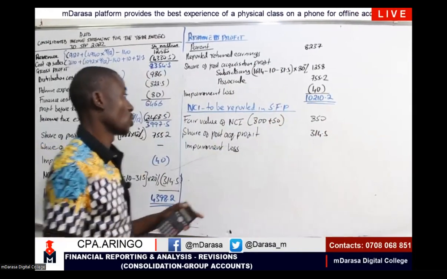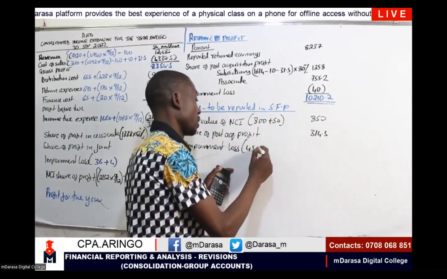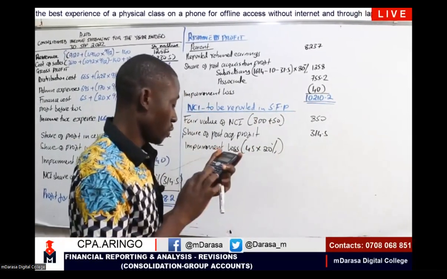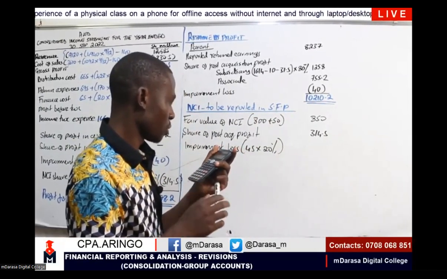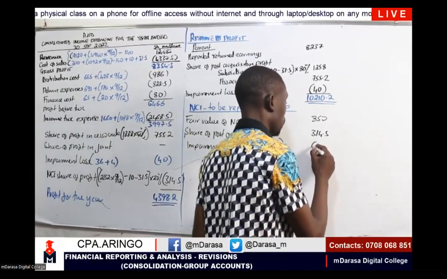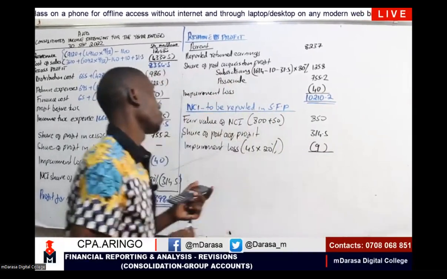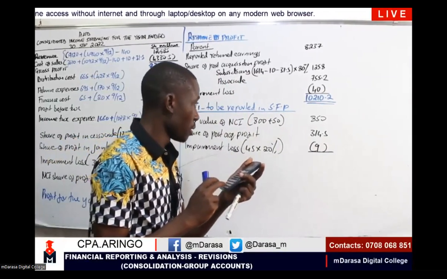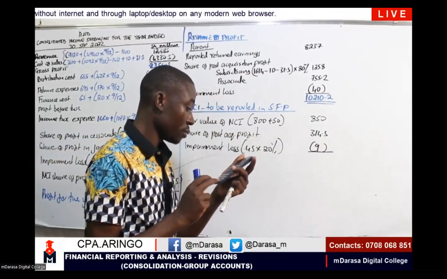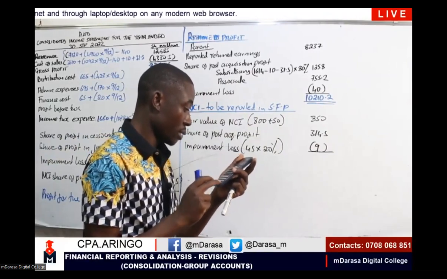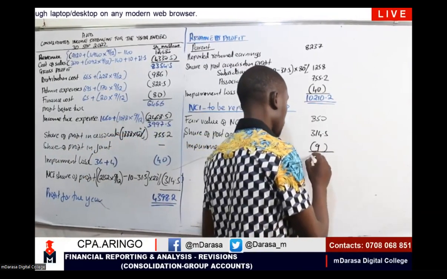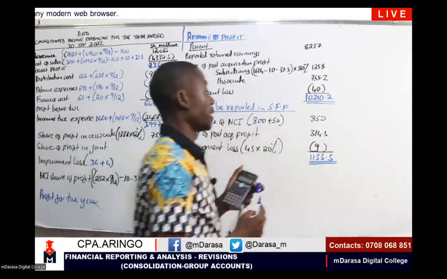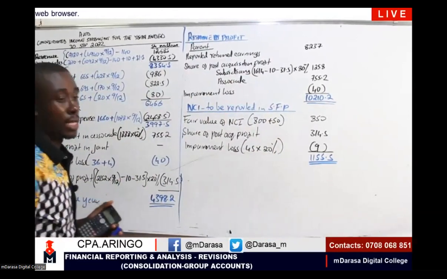Impairment loss, the total impairment loss we had as 45 times the percentage of NCI, which is 20%. That will give us how much? 45 times 0.2 gives us 9, which we need to deduct. So the NCI to be reported in our SFP will be simple: 850 plus 314.5 minus 9, to give us 1155.5, right?